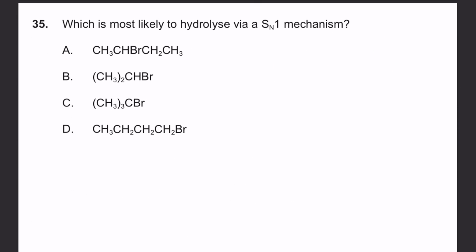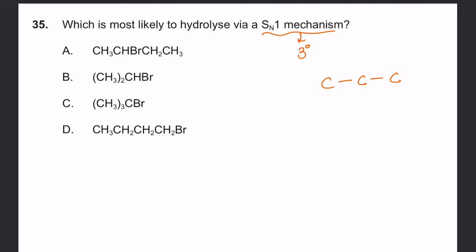Question number 36, which is most likely to hydrolyze via SN1 mechanism? We need a 3-degree carbon. The first one is basically this Br, which is just a 2-degree carbon. Second one is CBr.